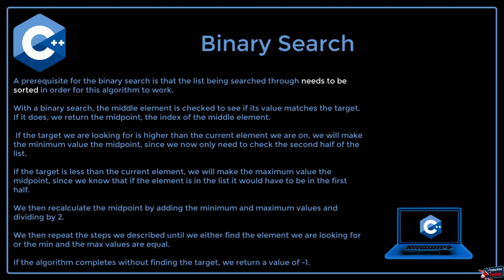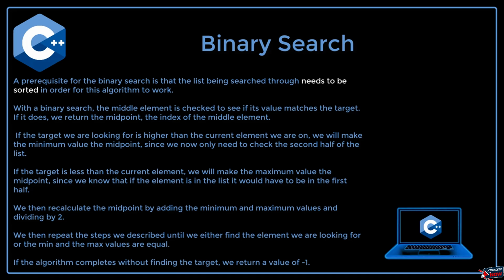Conversely, if the target is less than the current element, we will make the maximum value the midpoint, since we know that if the element is in the list, it would have to be in the first half. We then recalculate the midpoint by adding the minimum and maximum values and dividing by 2. We then repeat the steps we described until we either find the element we are looking for, or the min and max values are equal. If the algorithm completes without finding the target, we return a value of -1.